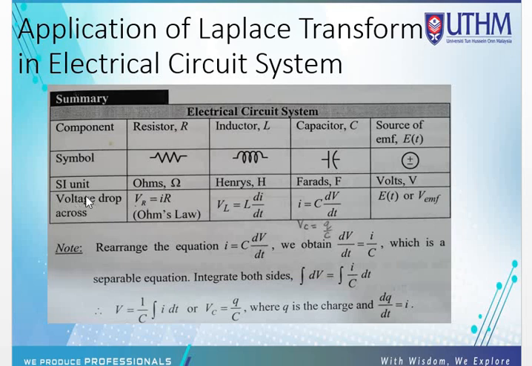Then normally you will find the voltage drop across the resistor. That is VR equal to IR. This is the so-called Ohm's law. For the voltage drop across the inductor, that is VL equal to L di over dt. For the capacitor, we name it I equal to C dV over dt. Or the voltage source, that is E(t) or VEMF.